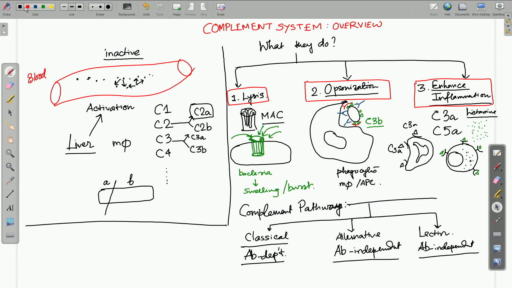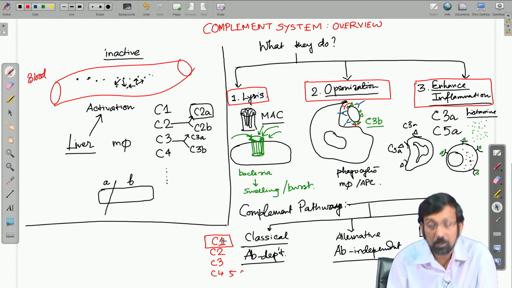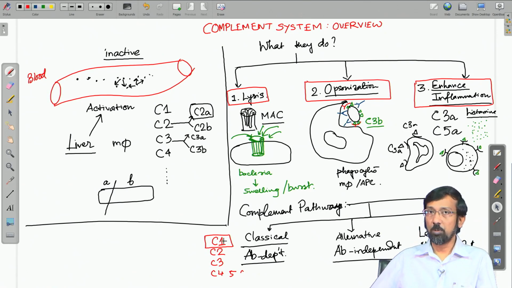Now, before we start understanding the different pathways of the complement activation, what are the components of these systems? For example, the classical pathway is mainly initiated by the complement protein C1, and the other components that are involved are C2, C3, C4, C5 likewise. The main component is C1, and this component C1 is responsible for binding to the antibodies.